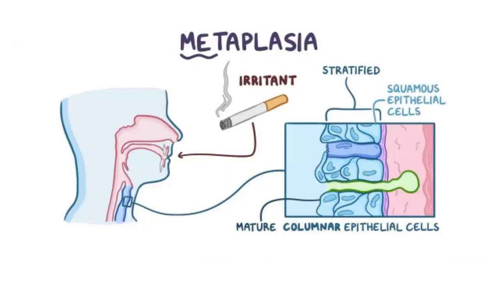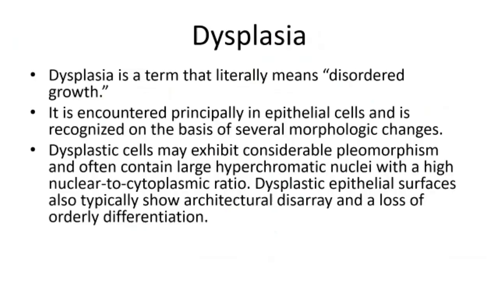The squamous epithelial cells get transformed into mature columnar epithelial cells, and this is termed metaplasia in the lung. Then there is another term called dysplasia. Dysplasia literally means disordered growth. It's still not cancer, but it is a disordered growth. It is encountered principally in epithelial cells and recognized by several morphological changes. Dysplastic cells may exhibit considerable pleomorphism, often contain large hyperchromatic nuclei with a large nuclear to cytoplasmic ratio. The dysplastic epithelial surface also typically shows architectural disarray or loss of orderly arrangement.